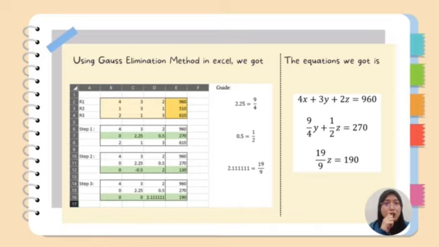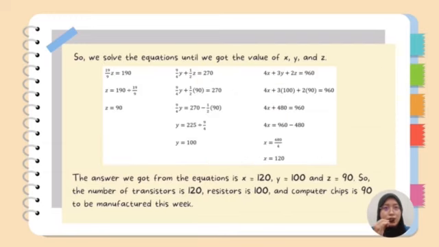Our group chose to solve it using the Gauss elimination method, which we carried out in Excel. In the end, we got 3 equations in x, y, and z. Solving them, we get x equals 120, y equals 100, and z equals 90. So the number of transistors is 120, resistors is 100, and computer chips is 90 to be manufactured this week.